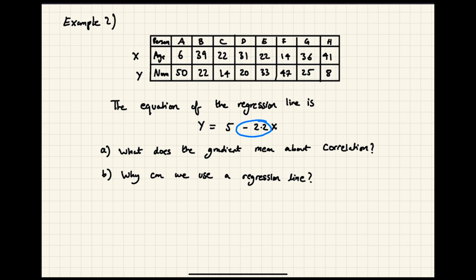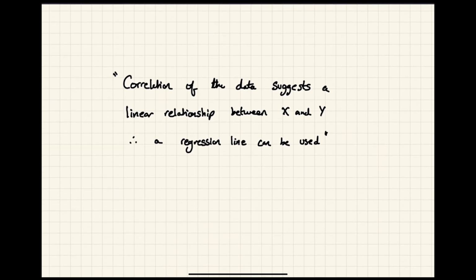Now, the next question that we have to answer is, can we actually use a regression line? And in order to understand this part here, what we need to see is, when can we actually use this regression line? When is it always correct? And there's always a set answer for this part. And that is, the correlation of the data suggests there's a linear relationship between x and y, and therefore we can use a regression line. So the key parts of this question that we just saw is the part about having a linear relationship, and the correlation of this data is why we have this linear relationship, and therefore we can use a regression line.